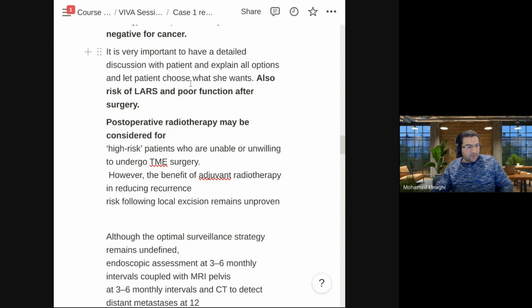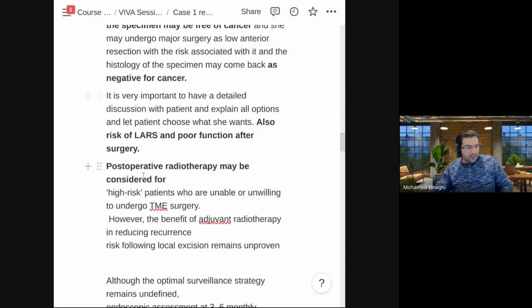So this is part of the ACPGBI guidelines. What they say here is, adjuvant radiotherapy may be considered for high-risk patients who are unable or unwilling to undergo TME surgery. However, the benefit of adjuvant radiotherapy in reducing recurrence following local excision remains unproven.